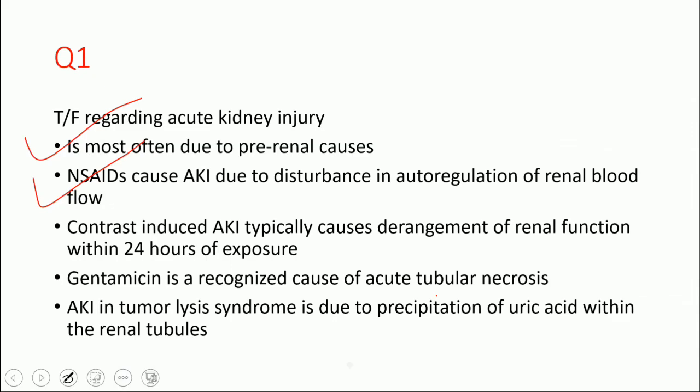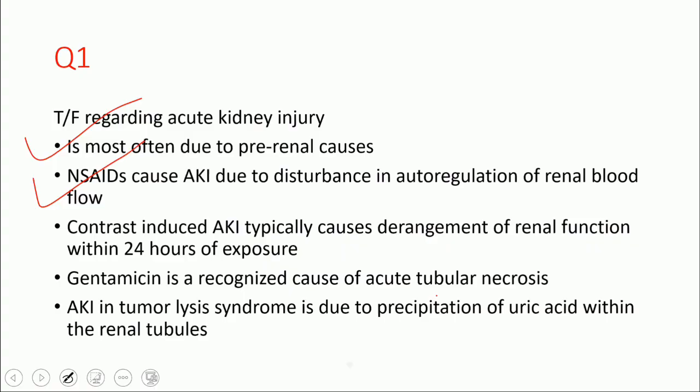Now, the important thing is there is a lot of controversy in the literature on how to prevent contrast-induced nephropathy. One of the important things that we know is using water-soluble contrast is a way of preventing contrast-induced nephropathy. Also, hydrating the patient well before and after the procedure can prevent contrast-induced nephropathy. So, hydration before and after the procedure.